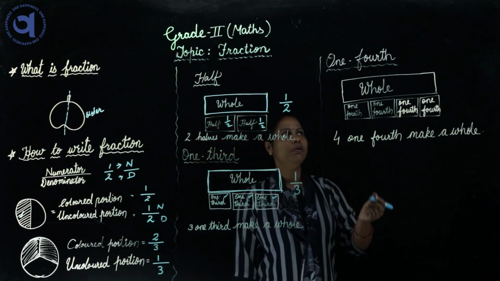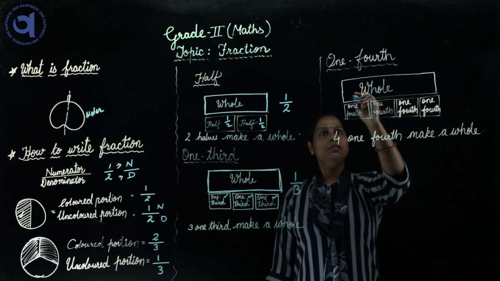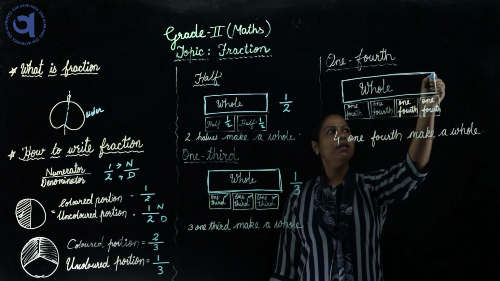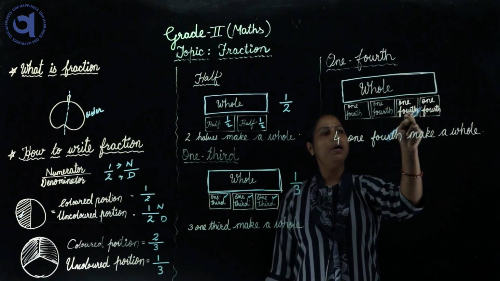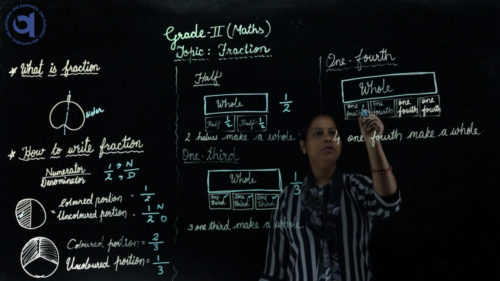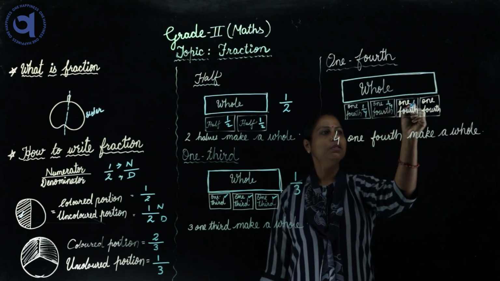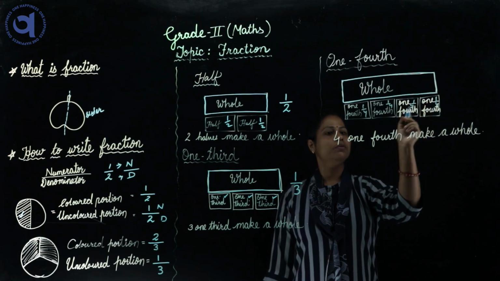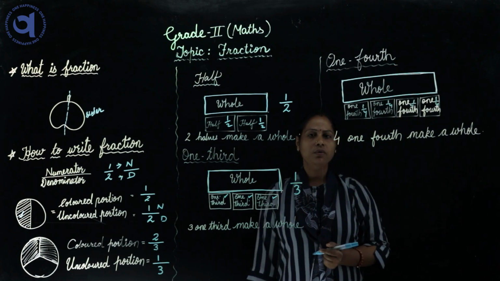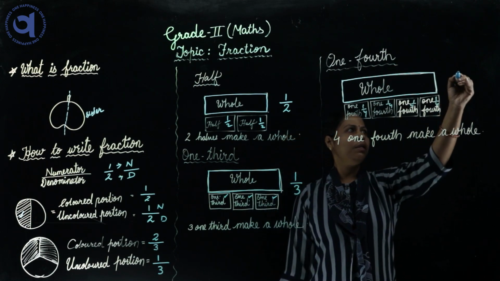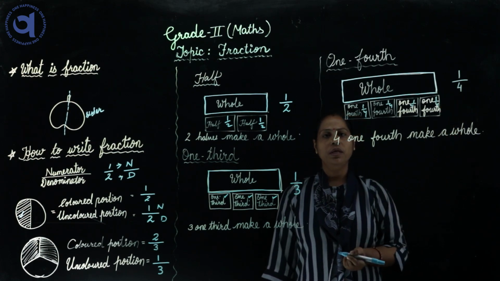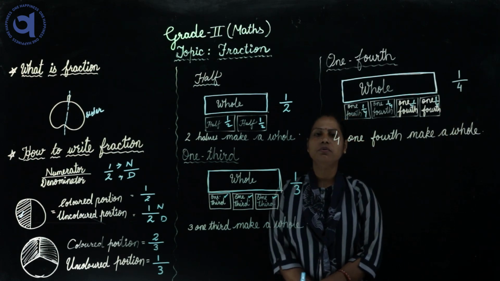Now, what is 1/4? See, consider this is a whole, and if the whole is divided into 4 equal parts, each part is called 1/4. This is your 1/4, 1/4, 1/4 and 1/4. So, four 1/4 make a whole. And how to write 1/4? We can write 1/4 as 1 upon 4, and 1/4 is also called quarter.